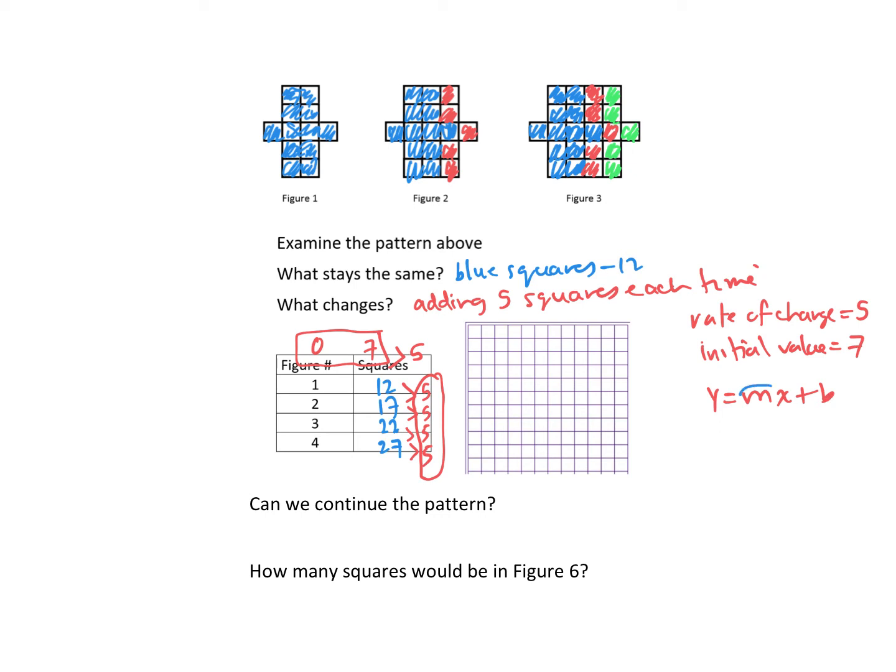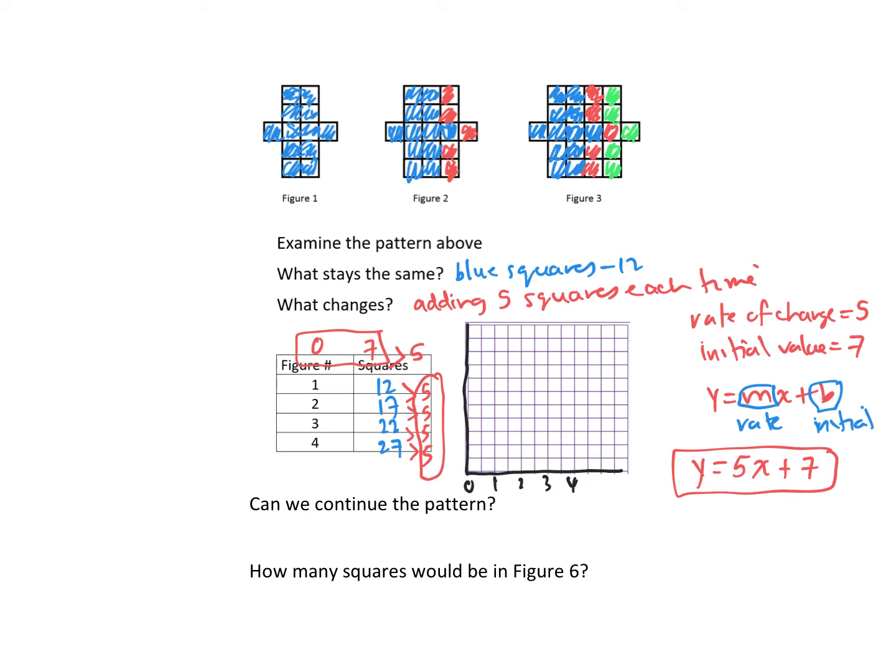remember that m is the rate of change, b is the initial value. So my pattern would be my rate, I'm going up by 5 every time. The initial value is 7. Okay, if I were drawing it on a grid, I could plot these points on the grid just to confirm that it's linear. So 0, 1.